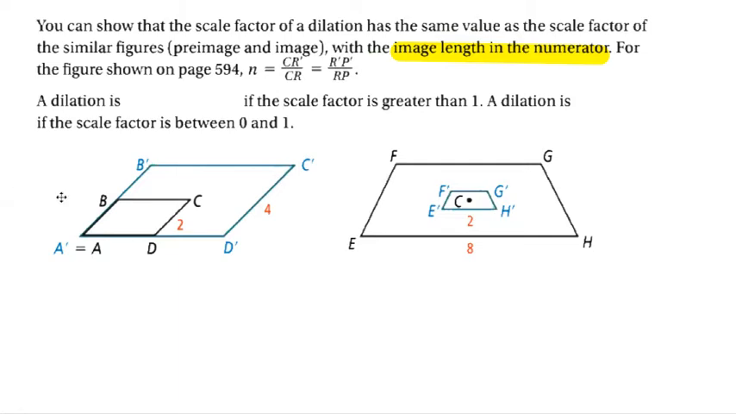Here is an example down here. The dilation is an enlargement, so the image has the primes on it and it's bigger than the original pre-image. So we know its scale factor is bigger than 1. If the scale factor is between 0 and 1, then we know it is a reduction. Okay, so here's an example of a reduction.